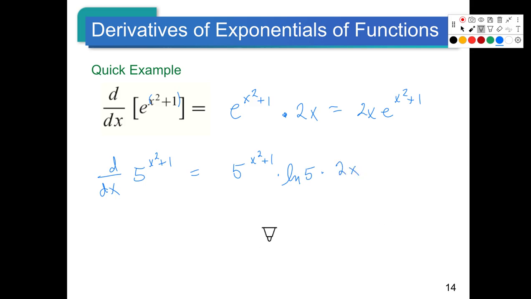And again, when they finish writing this out, they would probably write it as 2x natural log of 5, 5 to the x squared plus 1. And they might have some parentheses, they might not, but you can see it looks like what order they do it in. I would do it this way. It's copied down. Since my base is not e, I have the natural log of the base. That's always there. And then the derivative of the inside stuff. Okay, chain.